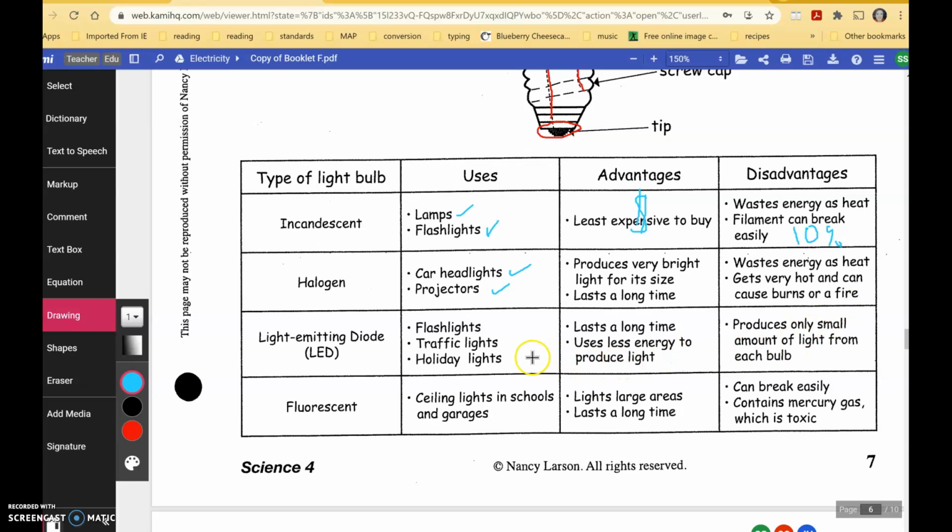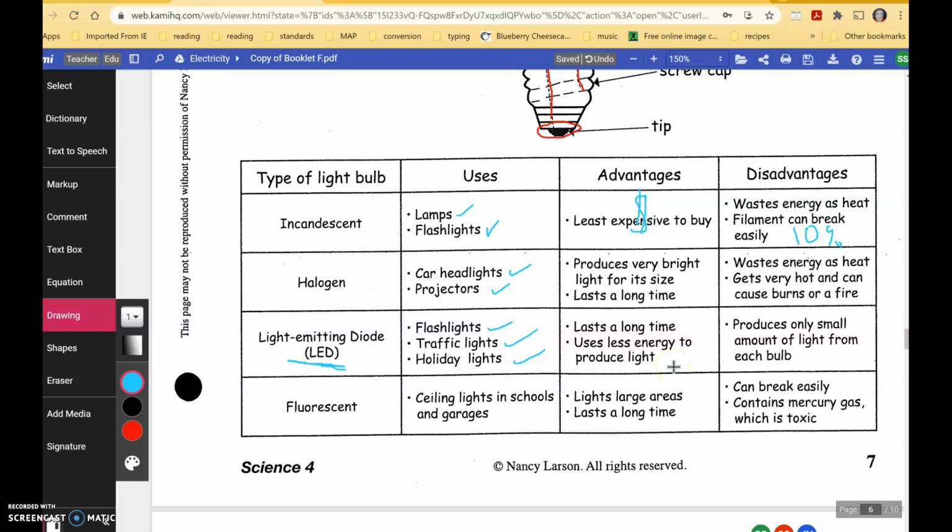Now, the third type of bulb listed on the chart is the light emitting diode, or LED light bulb. Remember that, LED. According to the chart, where are LED light bulbs used? Flashlights, traffic lights, holiday lights. We're seeing them a lot more in tail lights of cars.